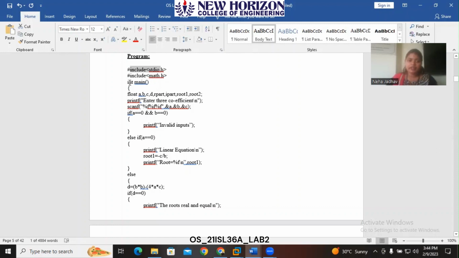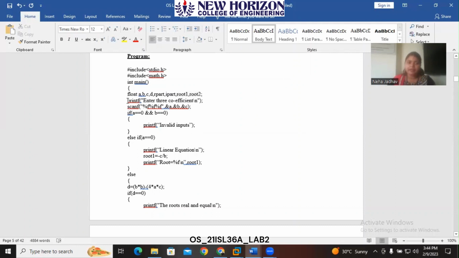After writing the main function, first we need to declare the variables required for our program. So we have declared the variables A, B and C for our equation, and D. R part is nothing but the real part, and I part is nothing but the imaginary part. We may get the roots as real and imaginary, because of which we are taking R part and I part at the start. And root 1 and root 2 we are taking to store the square root results.